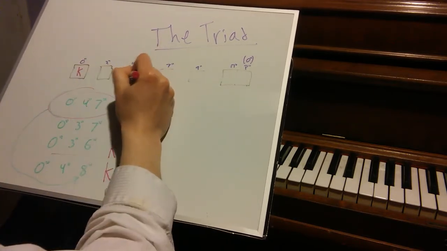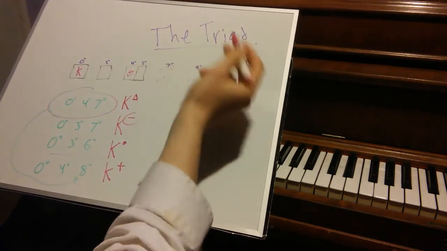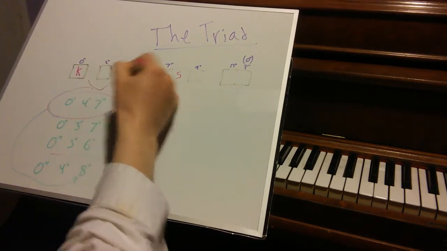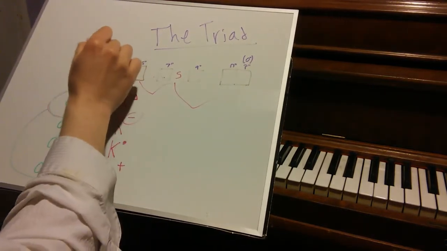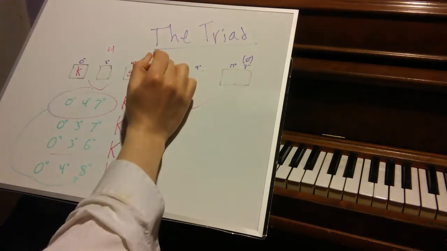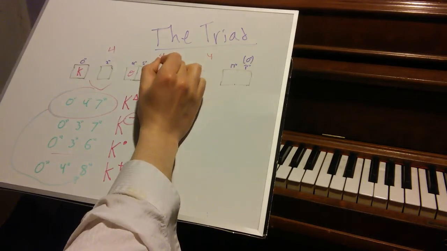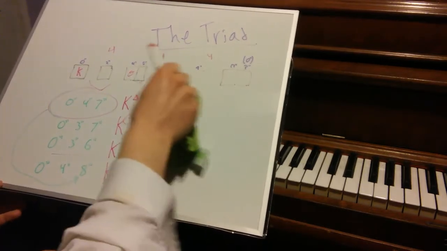So back to K, O, and then instead of being R, it's S, which is a symmetrical chord. The distance here between 0 and 4 is 4. Between 4 and 8 is 4. And between 8 and 12 is 4 again. So that's your symmetrical chord, your ambiguous, you know, whatever you want to call it.